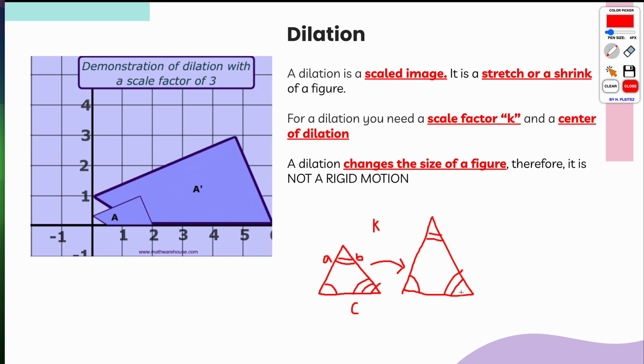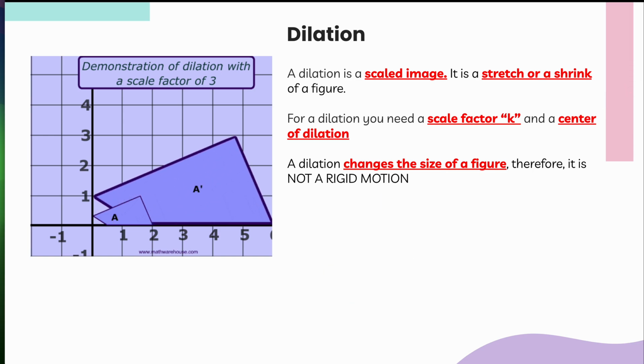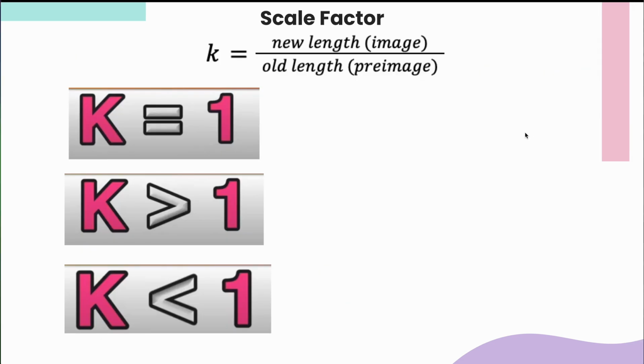This goes back to our unit on similarity, but you can just remember that fact. No matter how big or how small you are making your figure, if you have a scale factor involved, your corresponding angles are going to be the same. Now, talking about scale factor, here's a formula that you can use. Your scale factor is a new length on your image divided by an old length on your pre-image. If our scale factor is 1, our image is unchanged.